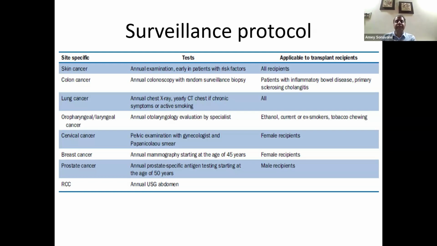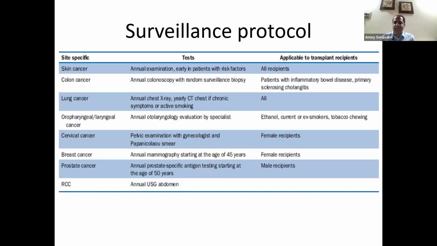Do a good ENT examination by specialists, especially in patients who are using tobacco or smoking or consuming alcohol post-transplantation. As for female recipients, it goes as what we do in routine practice. We do an annual pelvic examination as well as an annual mammography starting at the age of 45 for female recipients and a PSA at the age of 50 for male recipients. An ultrasound examination is a good test to find out if these patients are developing renal carcinomas eventually.